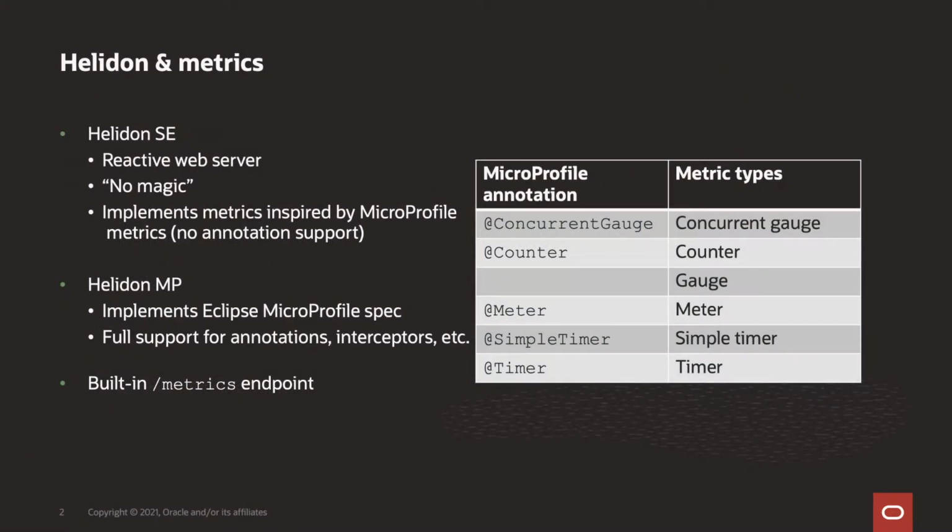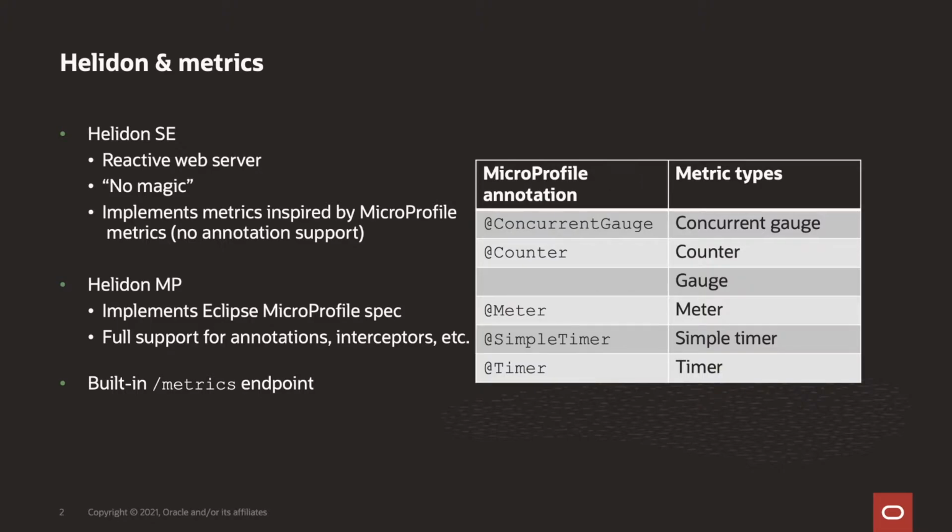We provide two flavors of Helidon. Helidon SE includes a reactive web server and gives the developer complete and explicit control over how the server behaves. Helidon SE does not process annotations, therefore there's no magic behind the scenes. And Helidon SE implements the metric types that are inspired by the MicroProfile Metrics specification. Those are listed in the table on the right side of the slide.